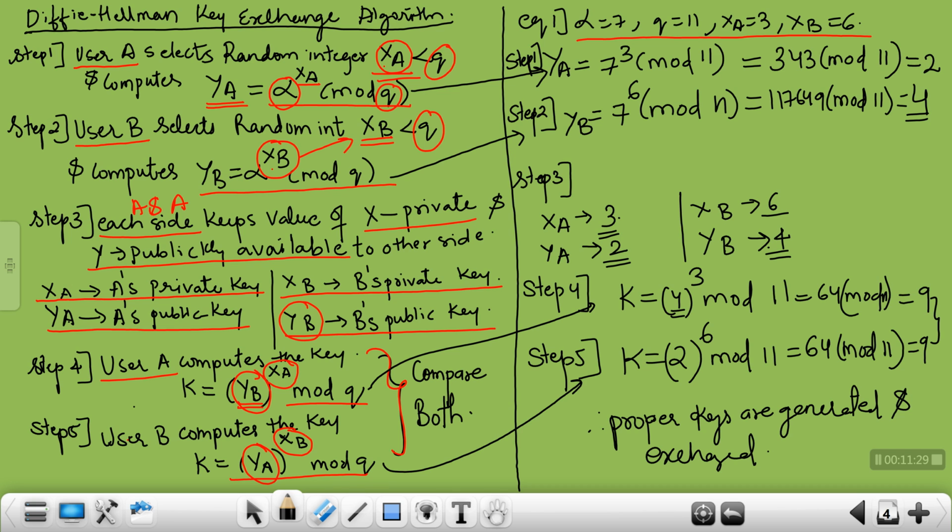I will give you three more examples to solve for the Diffie-Hellman key exchange algorithm in your tutorial. So that's all for this session.